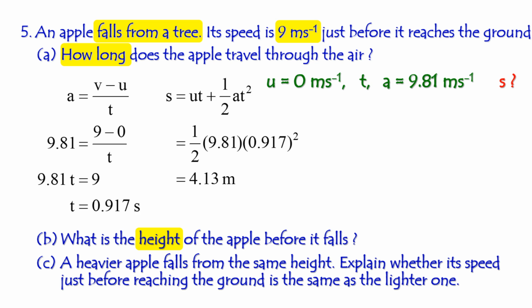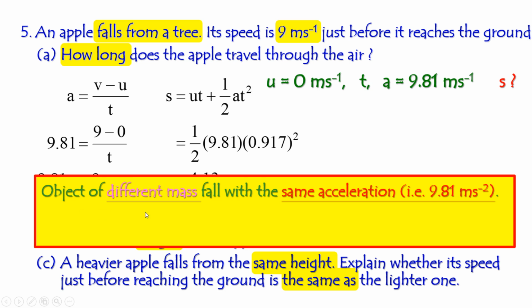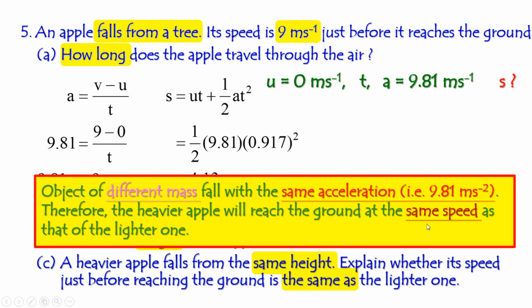Is it okay? Okay, the question asks, a heavier apple falls from the same height. Explain whether its speed just before reaching the ground is the same as the lighter one. A heavier and a lighter one, will they fall with the same speed from the same height? The answer is yes. Objects of different mass fall with the same acceleration. They have the same acceleration, so when they fall from the same height, then they will have the same speed.